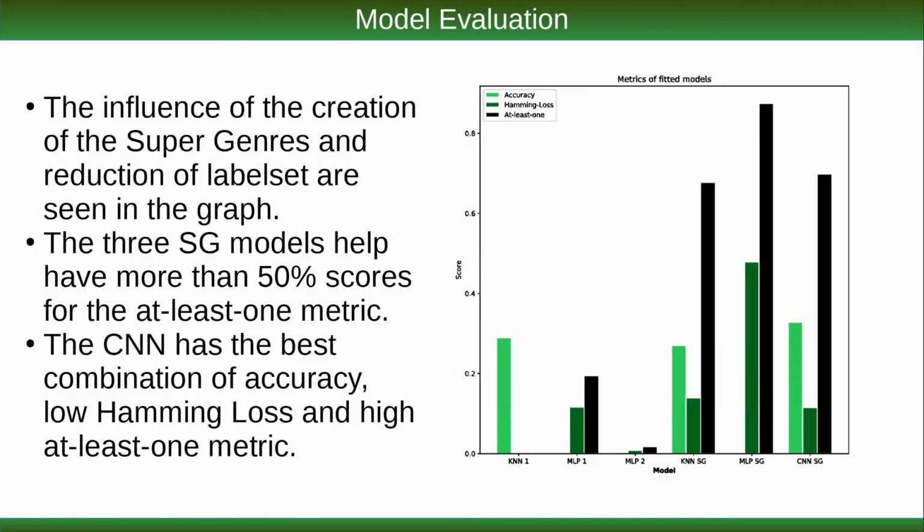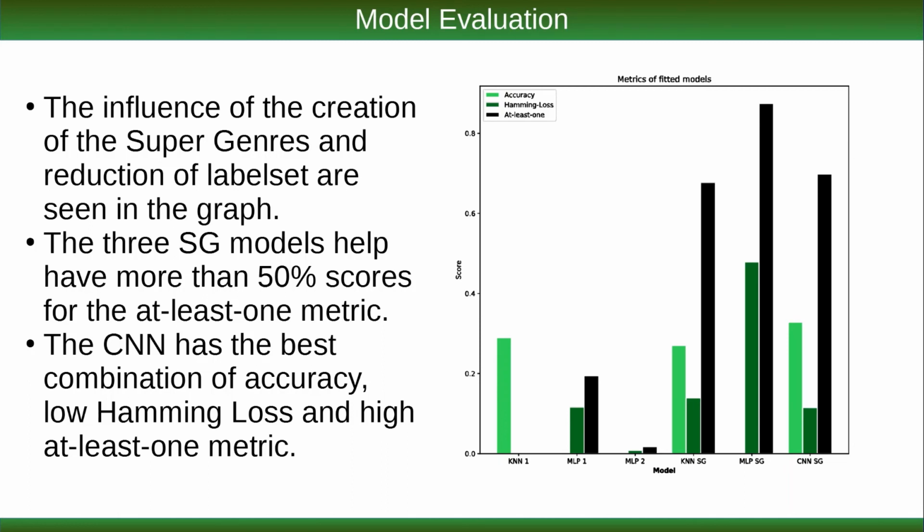And here is the results. The graph shows the different metrics with light green as accuracy, dark green as Hamming loss, and black as at least one correct. The influence of the creation of the supergenres is clear from seeing how better the last 3 models perform than the first 3. Moreover, the 3 supergenre models gives more than 50% scores for the at least one metrics. So it gives a starting point for this deeper understanding that we wanted from this.